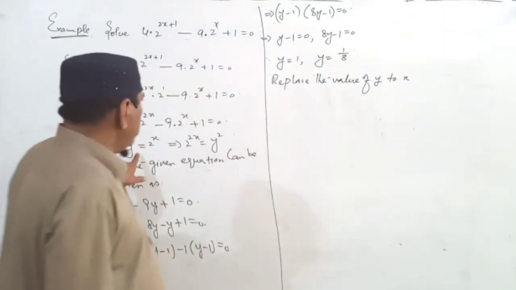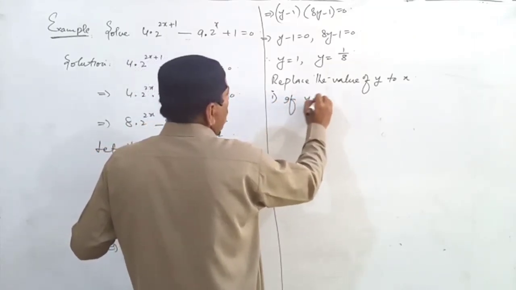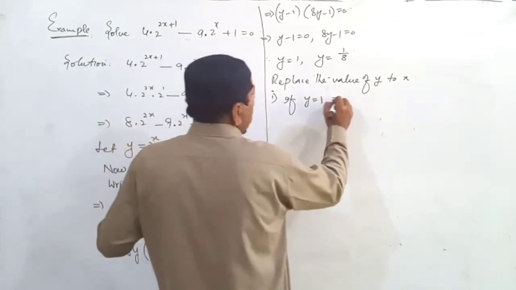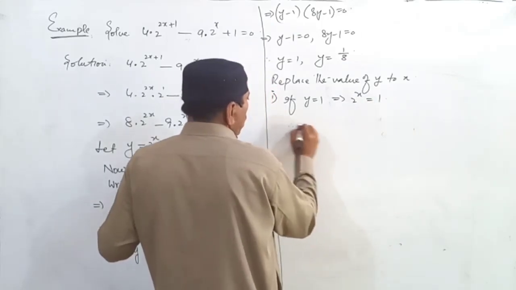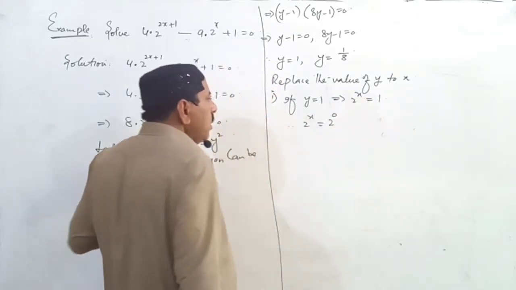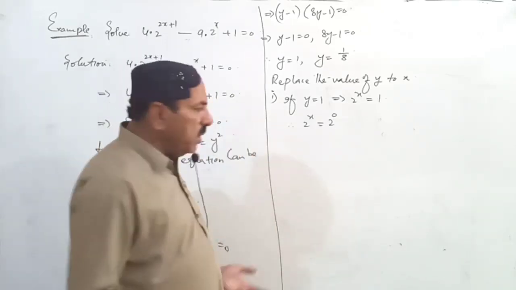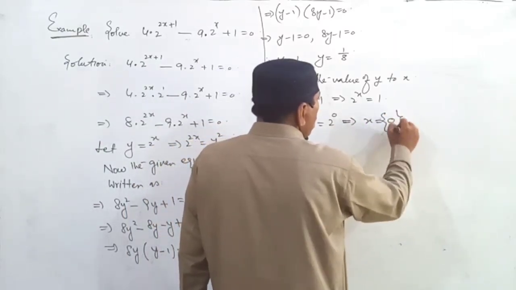Number 1, if y is equal to 1, it implies that 2 power x is equal to 1. Therefore, 2 power x, 1 means 2 power 0. If bases are equal to each other, then powers will also be equal to each other. It implies that x is equal to 0.